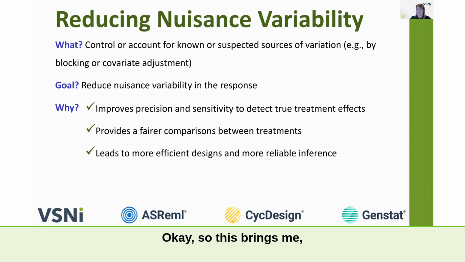Okay, so this brings me to Fisher's final R, and that is reducing nuisance variability. This means controlling or accounting for sources of variation that we're not interested in. Reducing nuisance variability is important because it improves precision, making it easier for us to detect true treatment effects. It also ensures a fairer comparison between our treatments. And finally, it creates more efficient designs, meaning we get more information from fewer replicates, which is great.